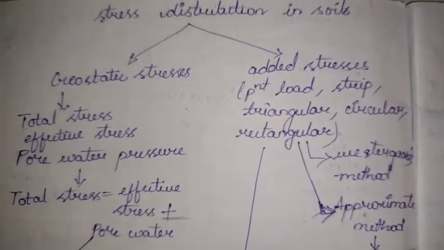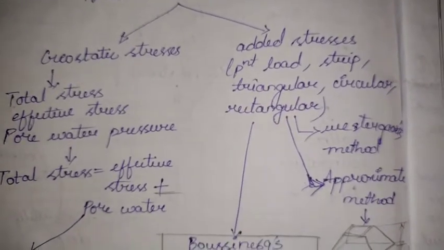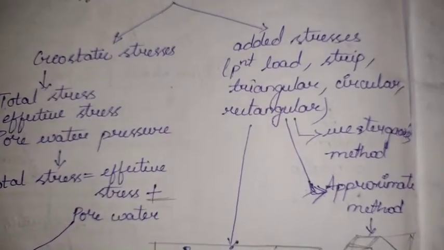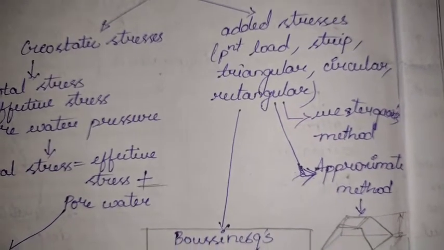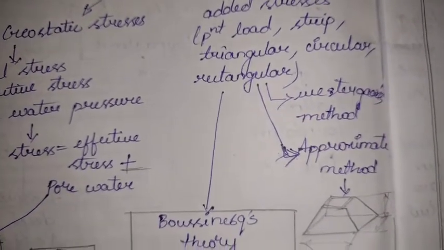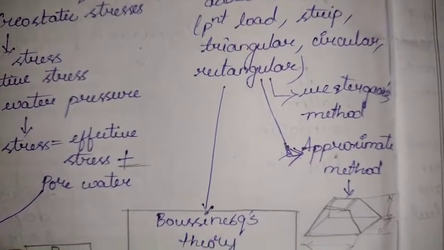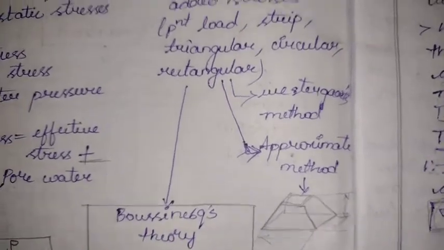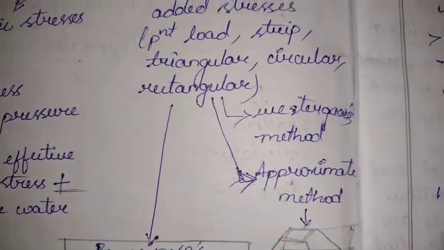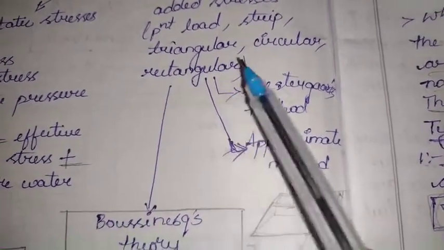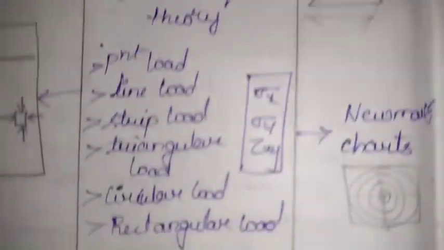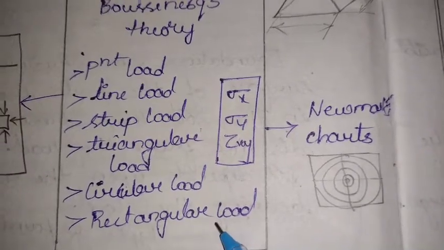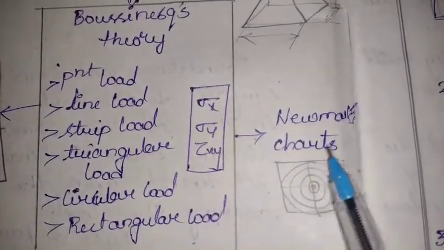Coming to the stress distribution in soils, we have geostatic stresses and added stresses. Added stresses are due to the loads acting, whether it is a point load, strip load, triangular load, circular load or rectangular load. Whenever we are talking about rectangular load, we have some methods: Boussinesq's method, Westergaard's method and also some approximate methods to deal with rectangular loads. When I say Boussinesq's theory, we have the point load, line load, strip load, triangular load, circular load and rectangular load. This will be evaluated again by Newmark's chart.